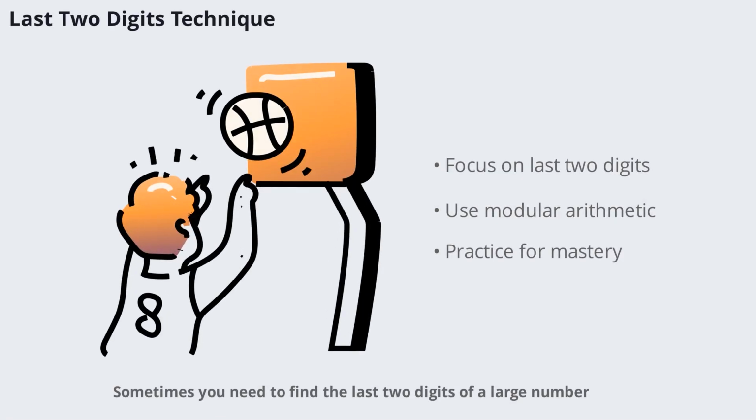Sometimes, you need to find the last 2 digits of a large number. Advanced techniques like using modular arithmetic or patterns can help you solve these quickly. By breaking down the calculation and focusing on the last 2 digits, you avoid unnecessary work and get to the answer faster. Practice with different examples to master this skill.